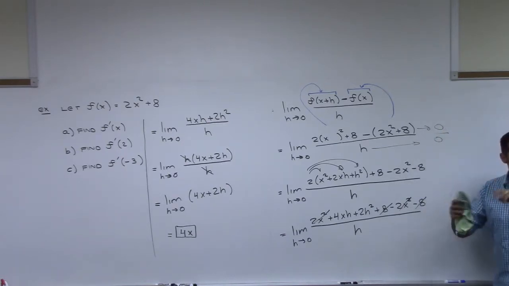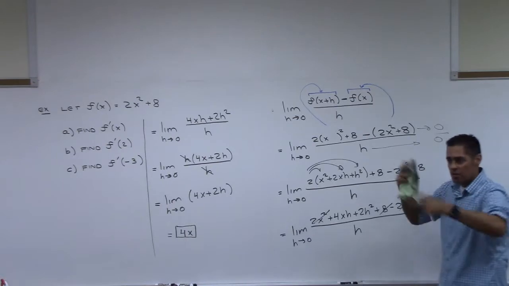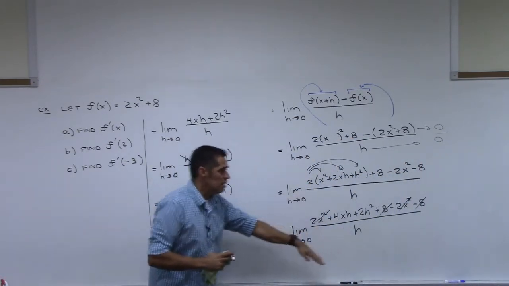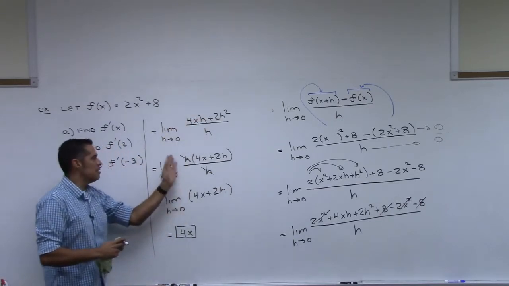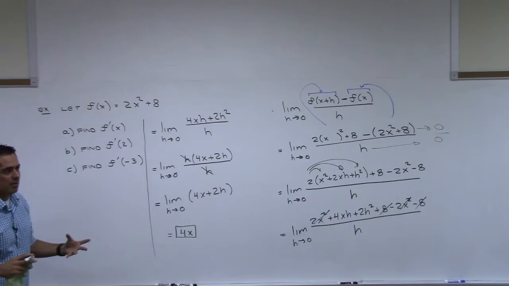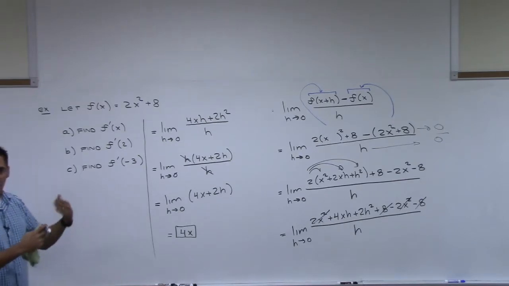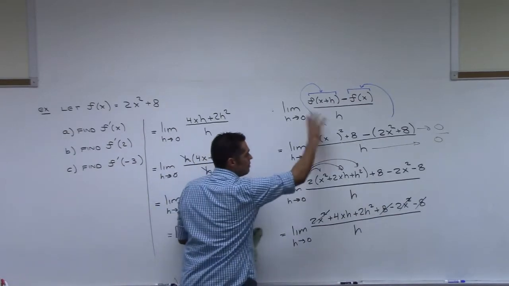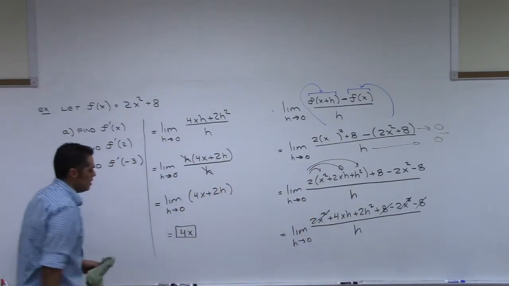But we said that that's bad. And there's a way around the bad situation, but we have to do the algebra first. If we do the algebra, notice that we're able to get the h's to cancel, and that kind of eliminates that 0 over 0. And that's the whole idea behind this calculus: we avoid the 0 over 0 by doing the algebra first.